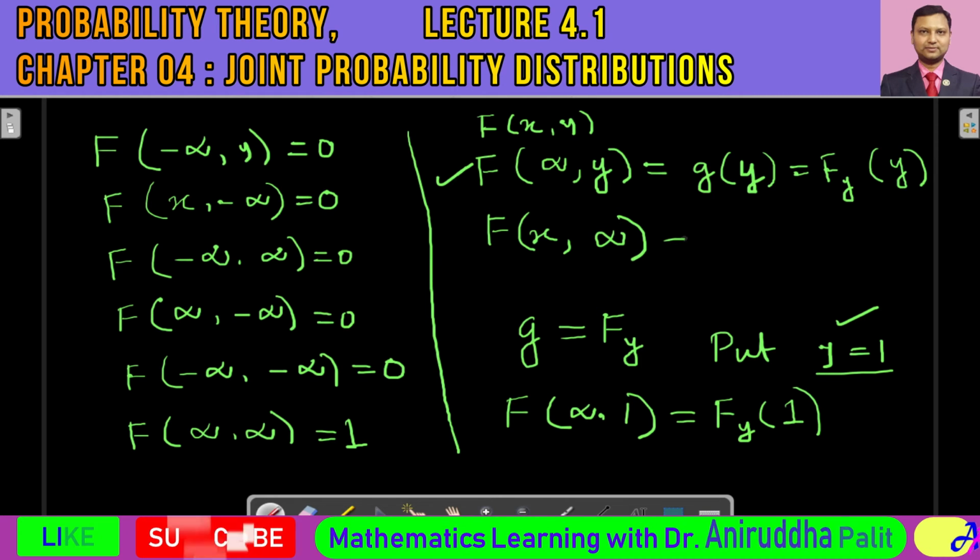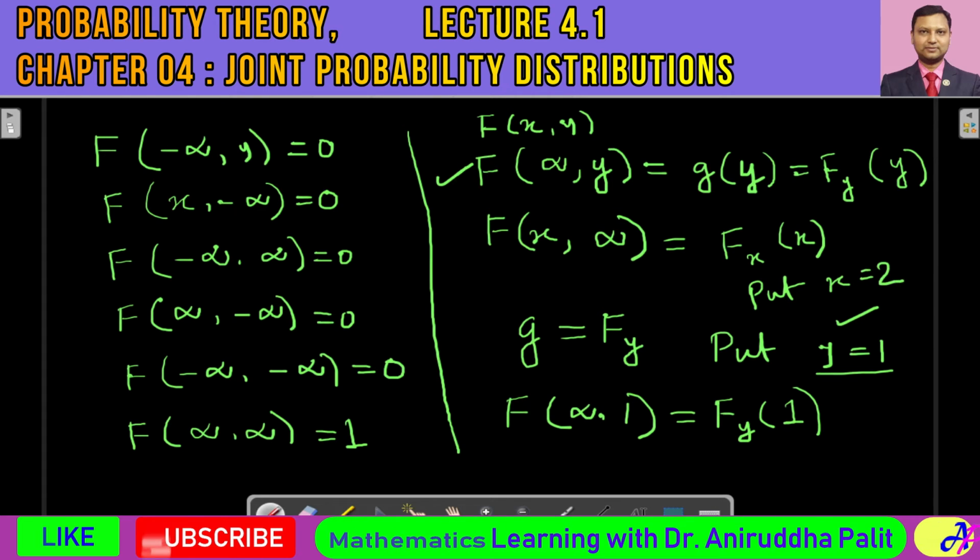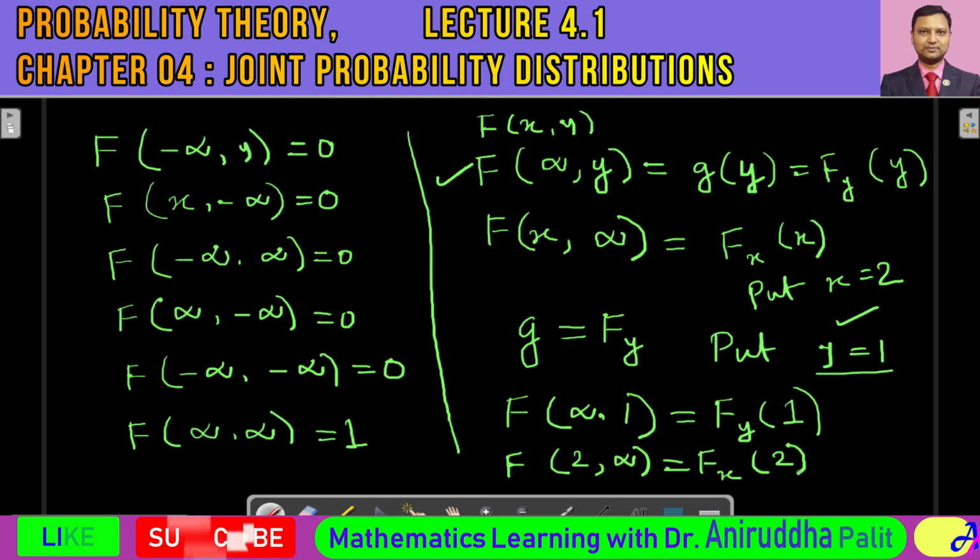Similarly, this expression we write in this way: f suffix x computed at the point x. So again, if you put x is equal to 2 over here, in that case how to write? f of 2 comma infinity, that would be f suffix x computed at the point 2.